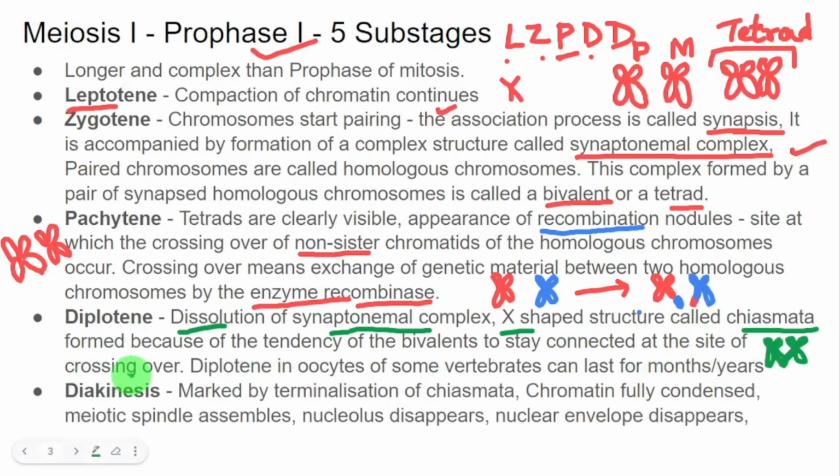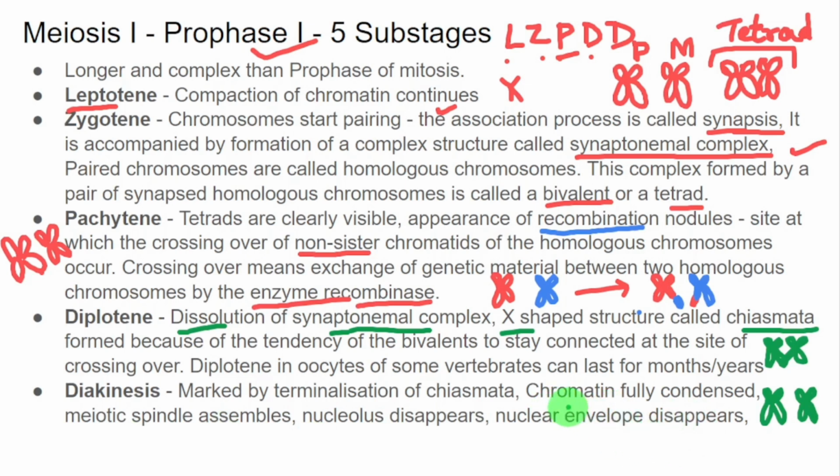The last stage is Diakinesis. This is marked by terminalization of chiasmata. Slowly the strands will slide over and the two chromosomes will separate, so they will be seen as separate entities at this stage. So terminalization of chiasmata is the highlight of diakinesis. What else is seen? The chromatin is fully condensed. The rest of the features are similar to mitosis.